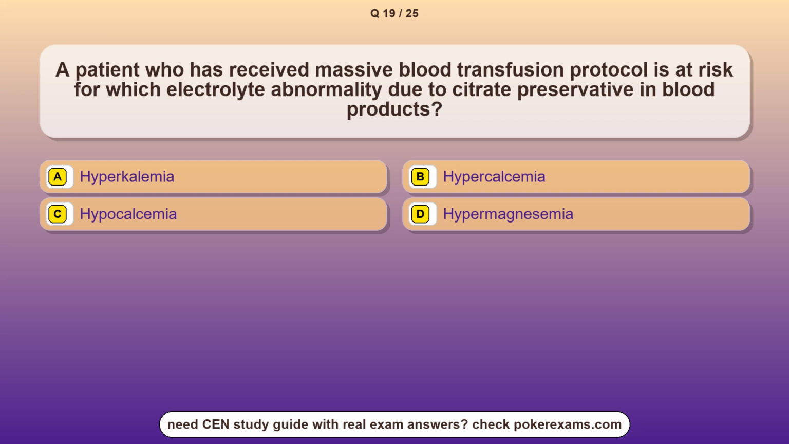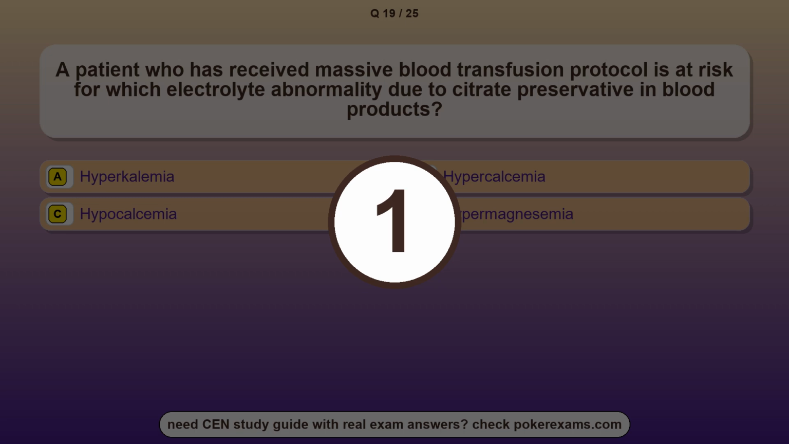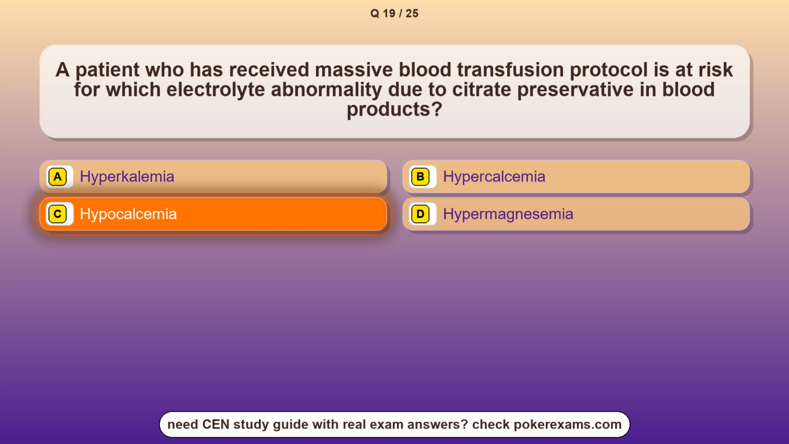Question 19. A patient who has received massive blood transfusion protocol is at risk for which electrolyte abnormality due to citrate preservative in blood products? Option A, hyperkalemia. Option B, hypercalcemia. Option C, hypocalcemia. Option D, hypermagnesemia. The correct answer is option C, hypocalcemia.